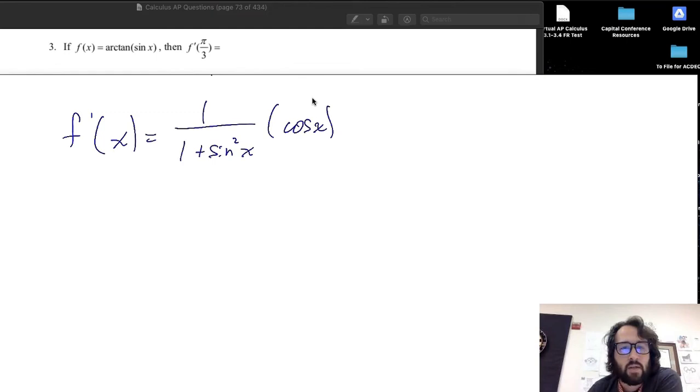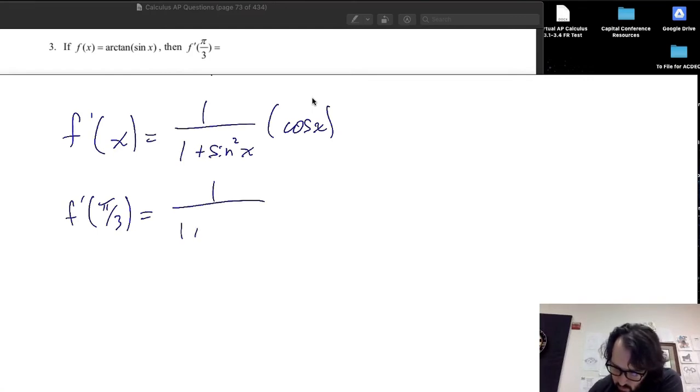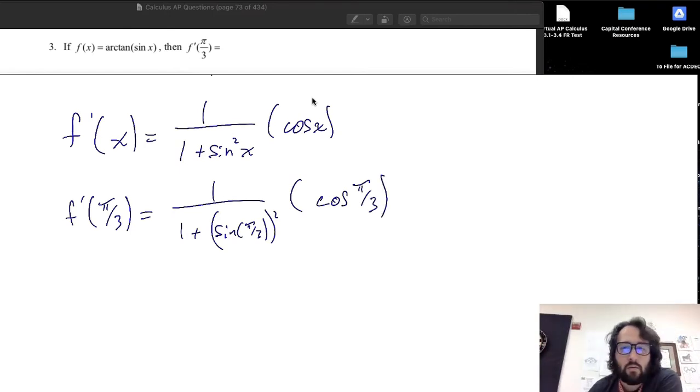And then I need to find f prime of pi over 3. So f prime of pi over 3 is 1 over 1 plus sine of pi over 3 squared, times cosine of pi over 3.